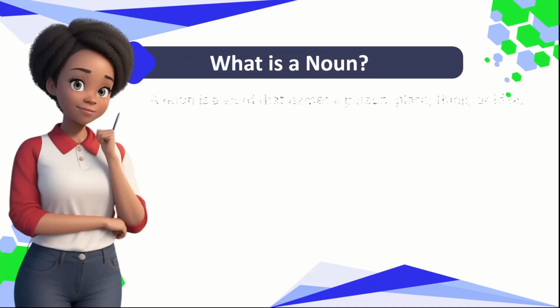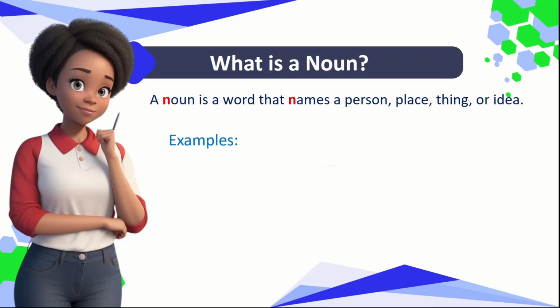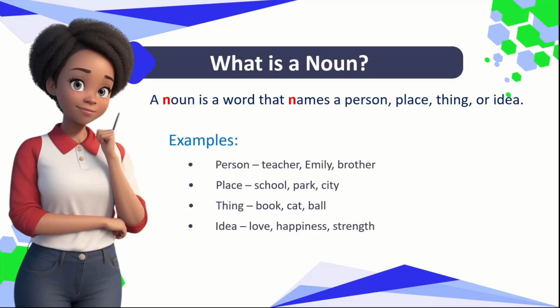What is a noun? A noun is a word that names a person, place, thing, or idea. Examples: person, teacher, Emily, brother. Place, school, park, city. Thing, book, cat, ball. Idea, love, happiness, strength.